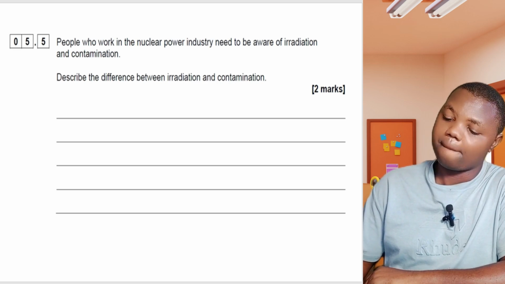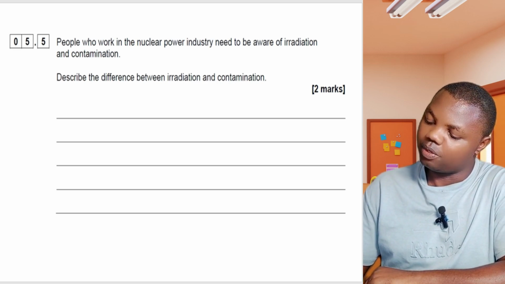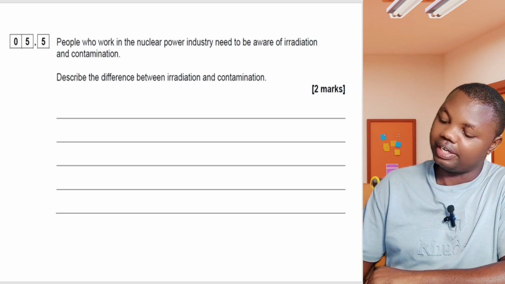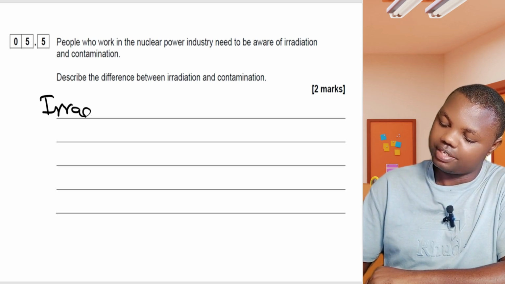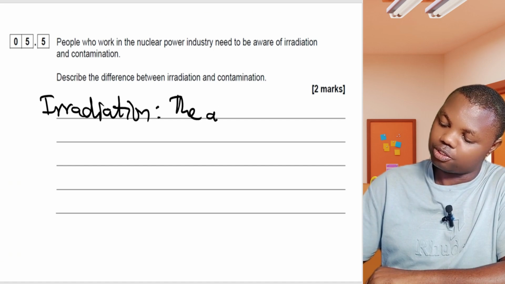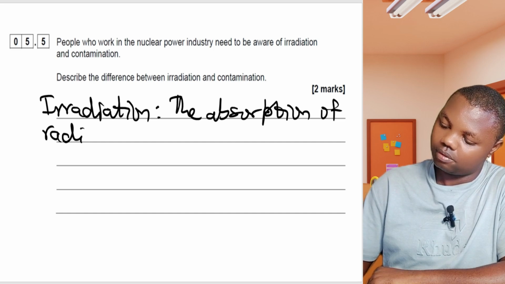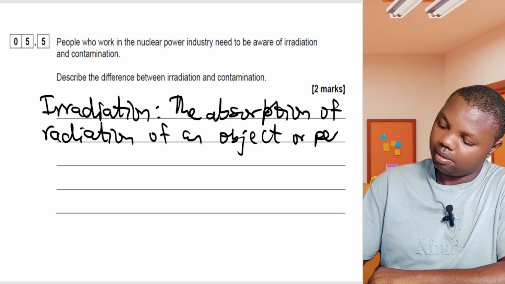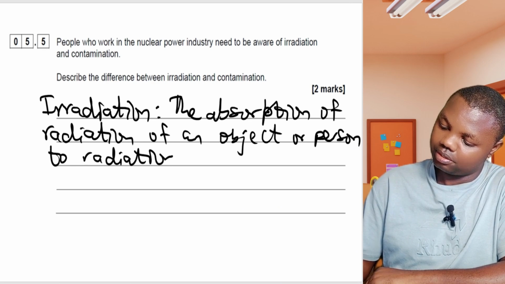So number 5 now. People who work in the nuclear power industry need to be aware of irradiation and contamination. Describe the difference between irradiation and contamination. So irradiation means the exposure of an object or a person to radiation.